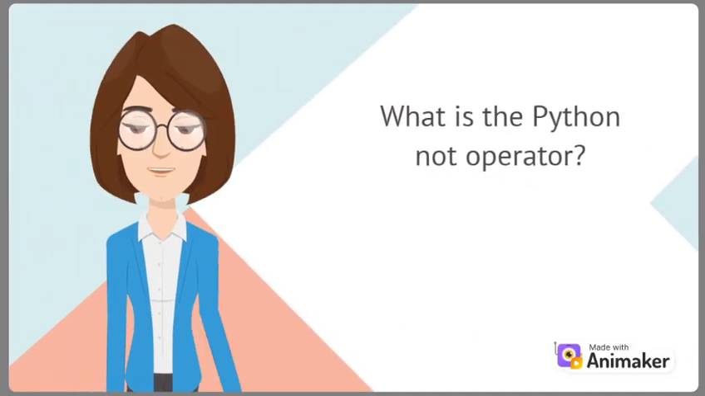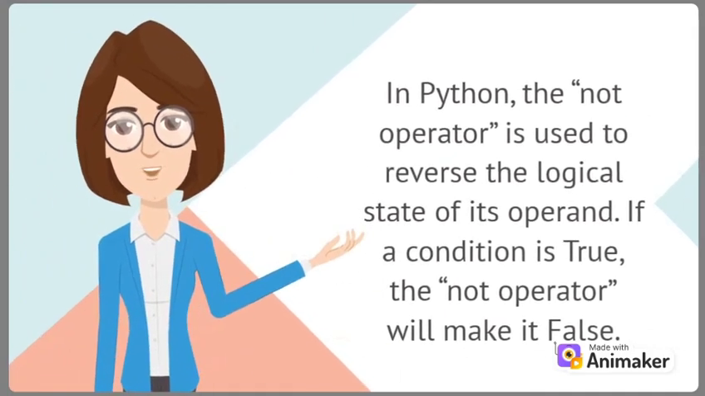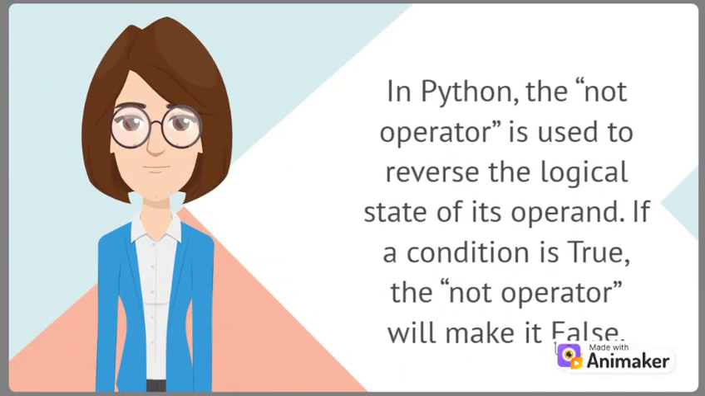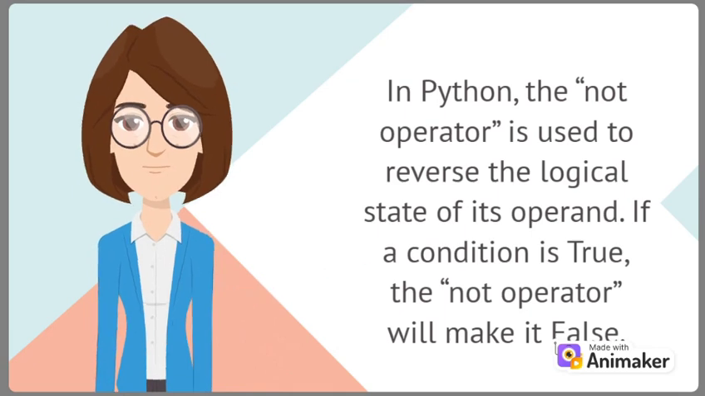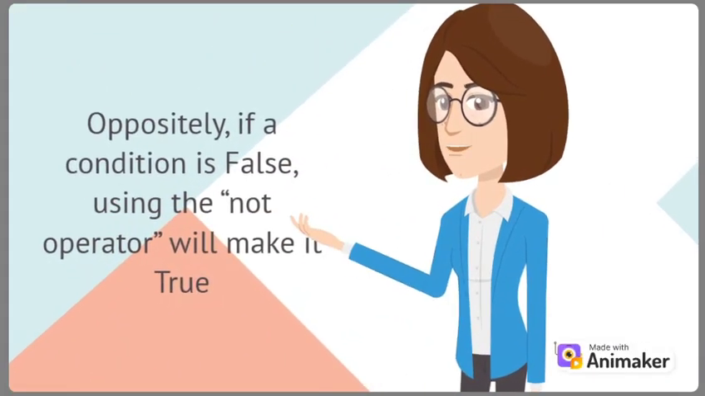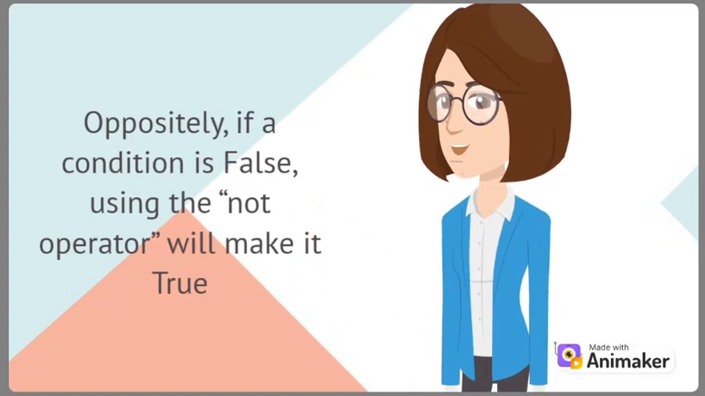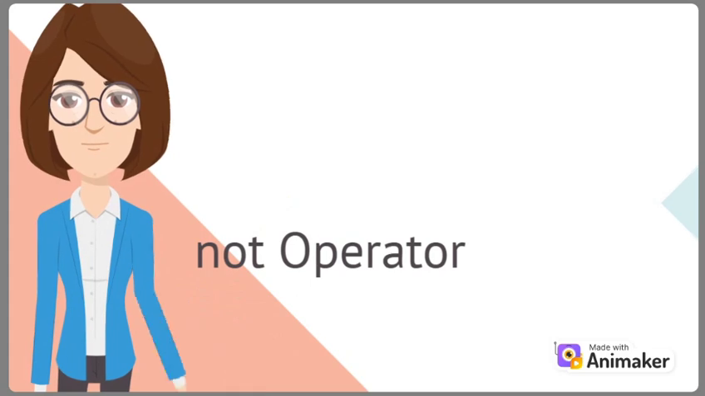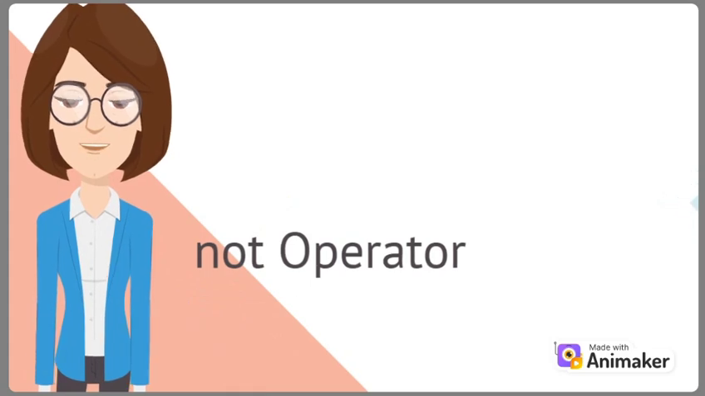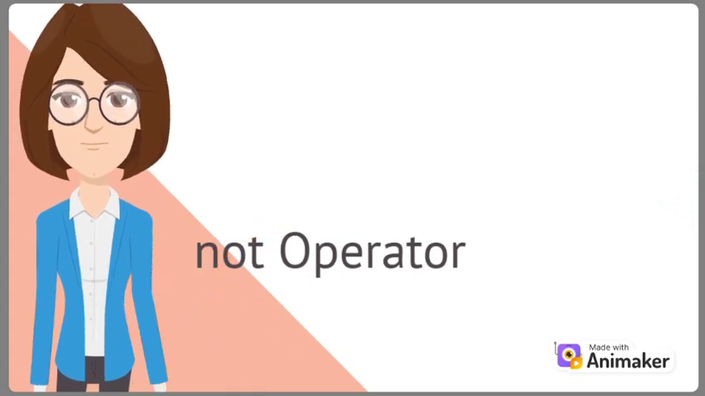Now we see what the Python NOT operator is. In Python, the NOT operator is used to reverse the logical state of its operand. If a condition is true, the NOT operator will make it false. Conversely, if a condition is false, using the NOT operator will make it true. This operator is easy to use and understand, making it a favorite among beginners learning to write conditional statements and control flow in Python.